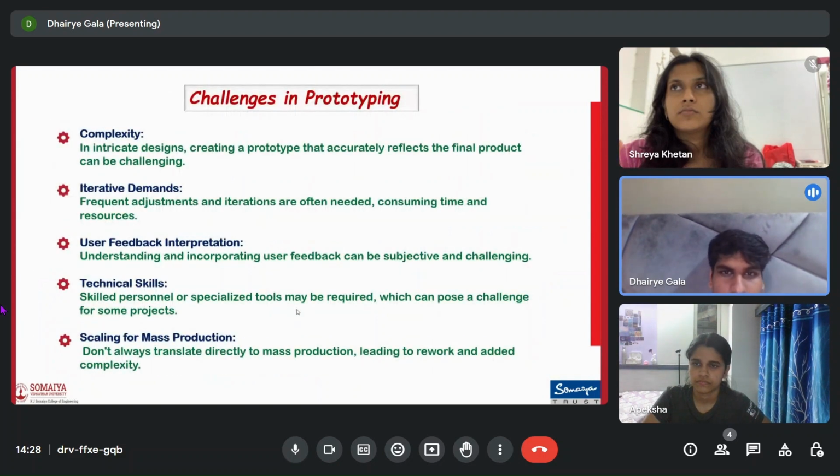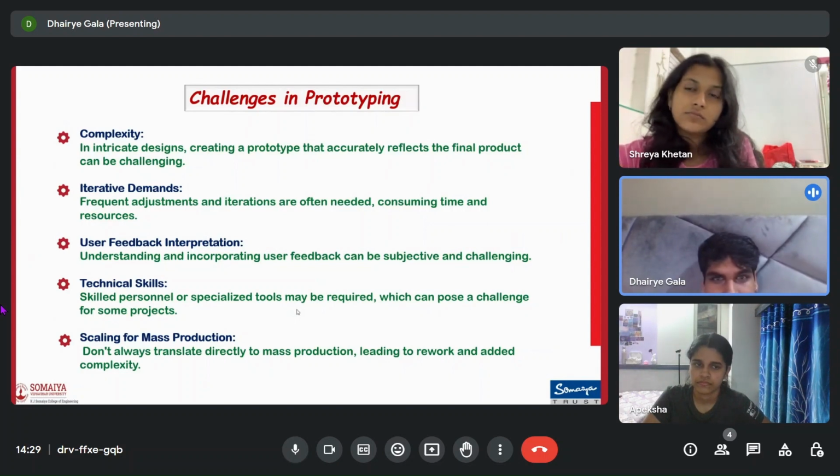Now we will talk about challenges in prototyping. Firstly, there are so many intricacies involved that they do not sometimes accurately reflect the final product. There are iterative demands where there are frequent adjustments and iterations needed. These consume time as well as resources.